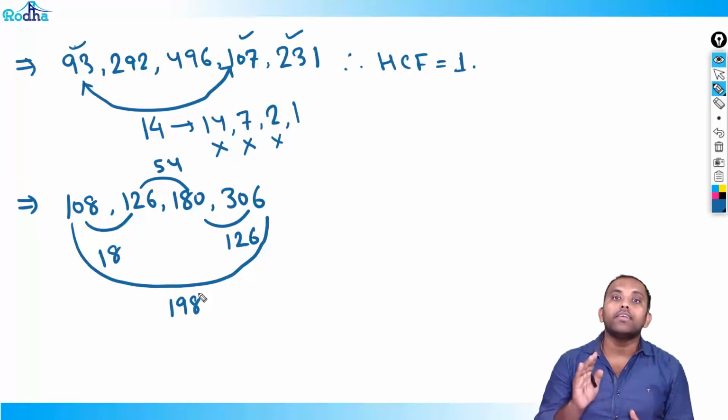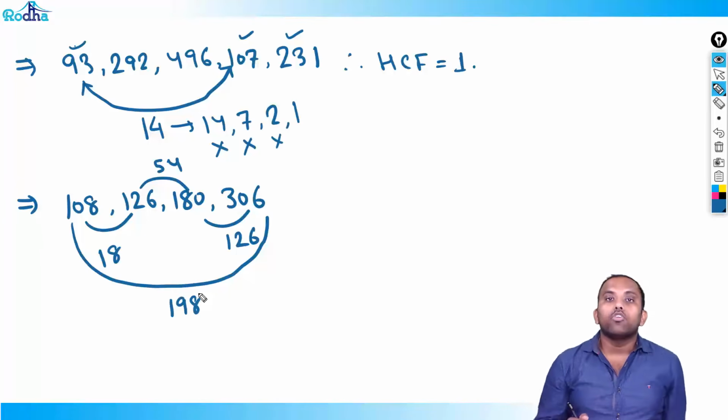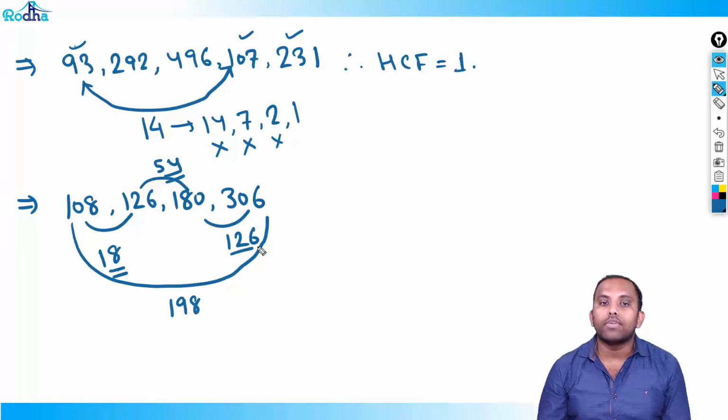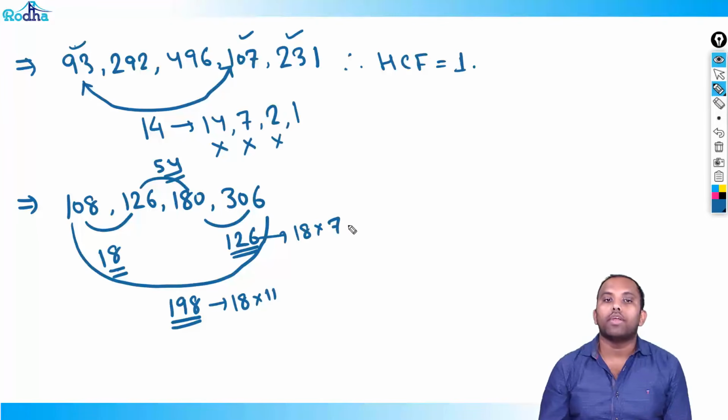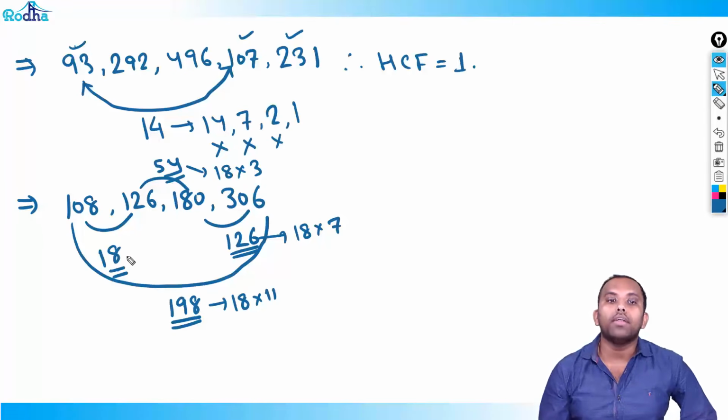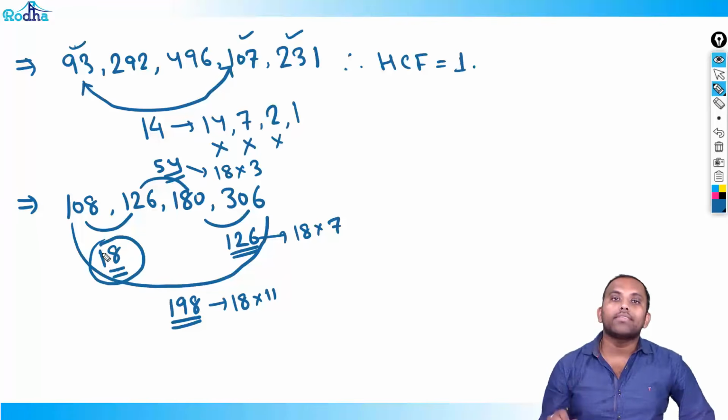But I need the highest common factor, so I need the common part in it, right? These are all multiples of 18: 18 into 3 is 54, 18 into 7 is 126, and 18 into 11 is 198. So these are all multiples of 18 only. So what is the HCF? The common part. What is the common part? The common part is 18.